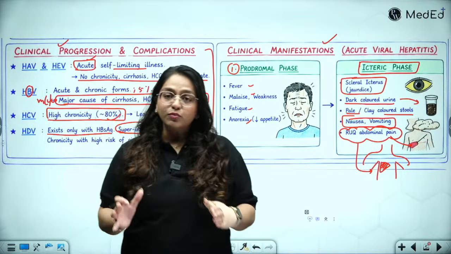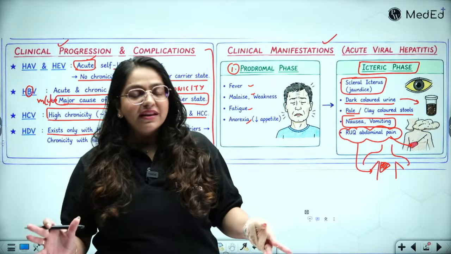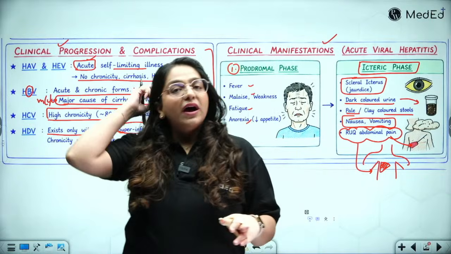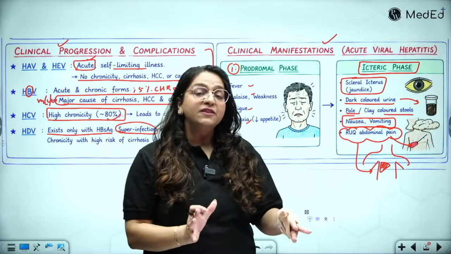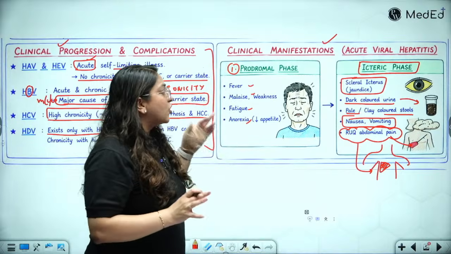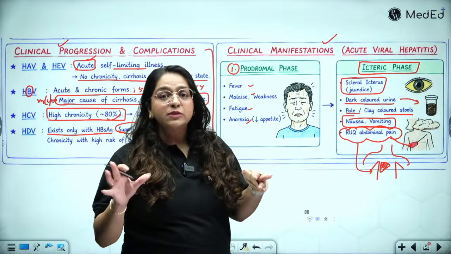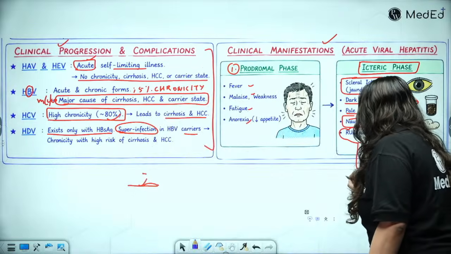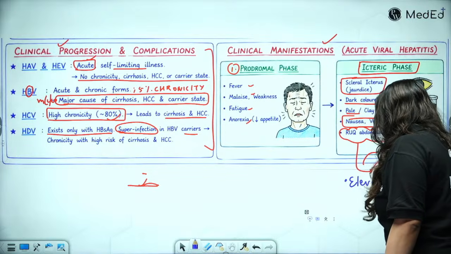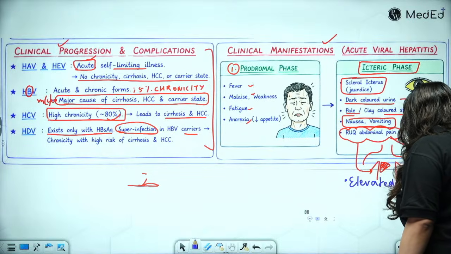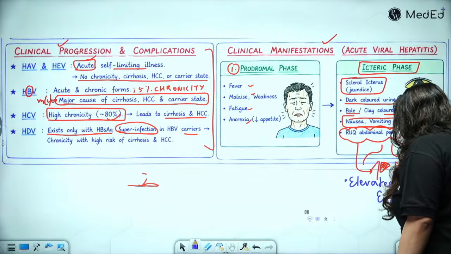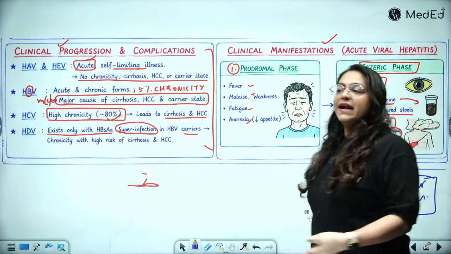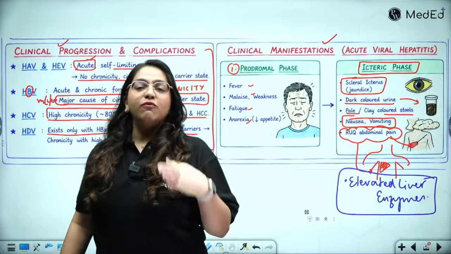So of course you have prodromal symptoms, which are common for most viral illnesses, especially for the fever causing viral illnesses. And then you have the specific symptoms which are specific to liver. So there is going to be jaundice, dark colored urine, pale stools, and nausea, vomiting, right upper quadrant pain. Of course, it is also going to be associated with elevated liver enzymes. Yes, so please write this also, elevated liver enzymes, because of course it is a hepatitis virus, so it is going to involve the liver.